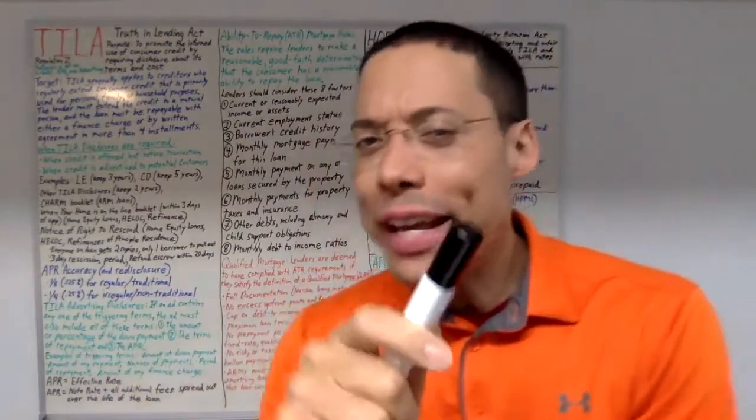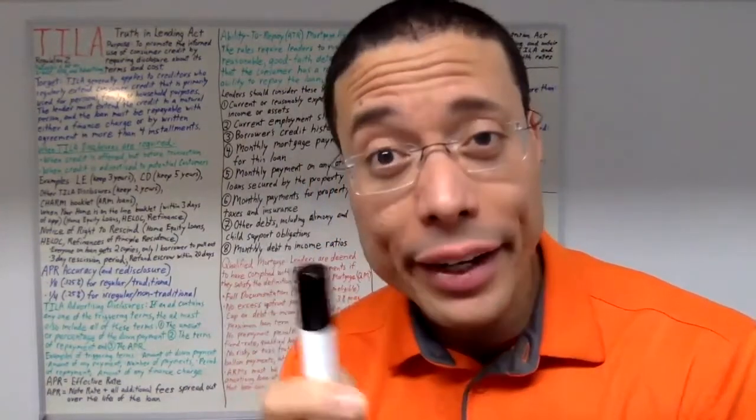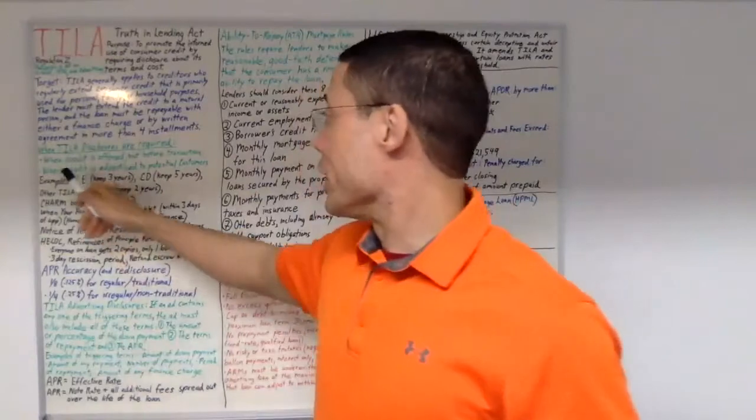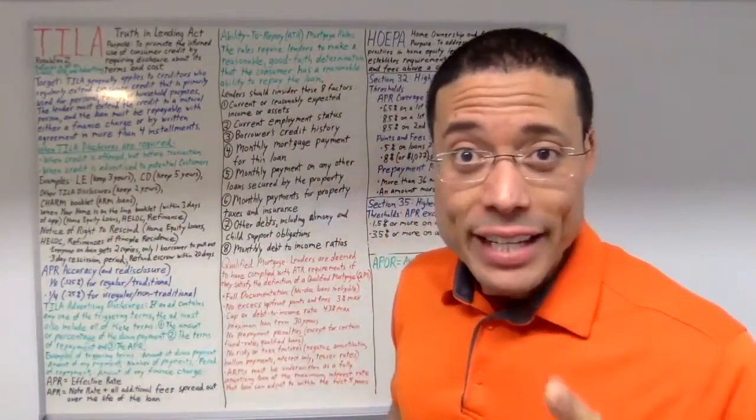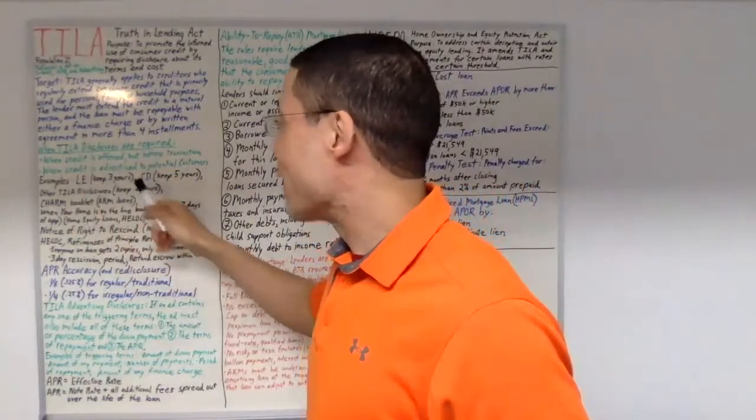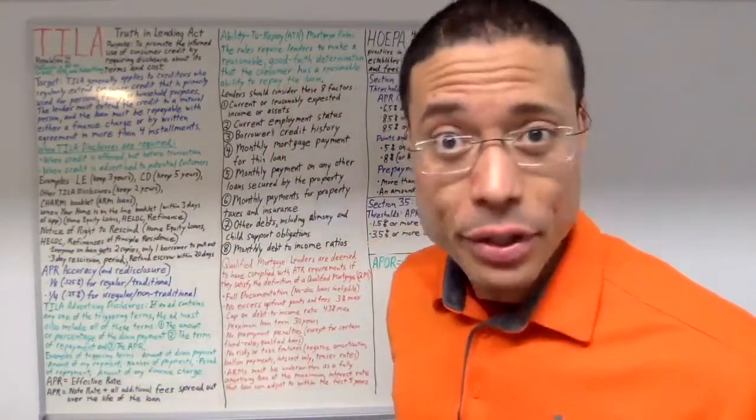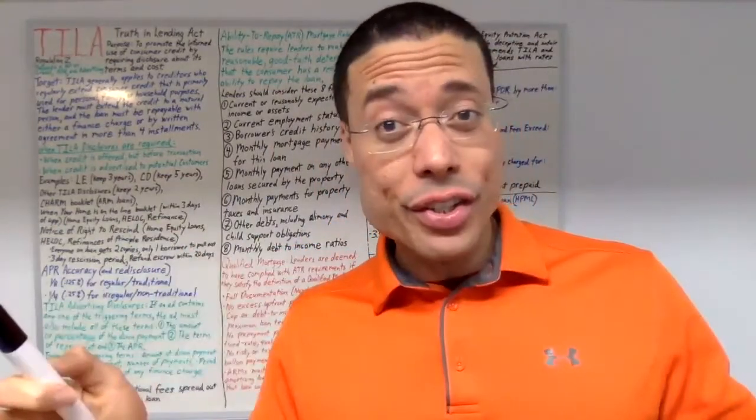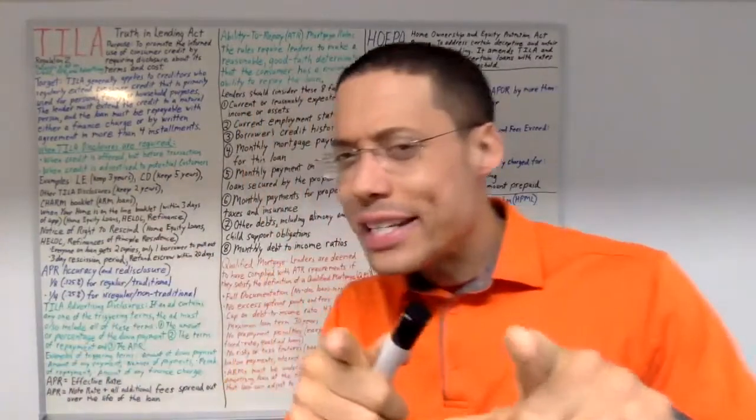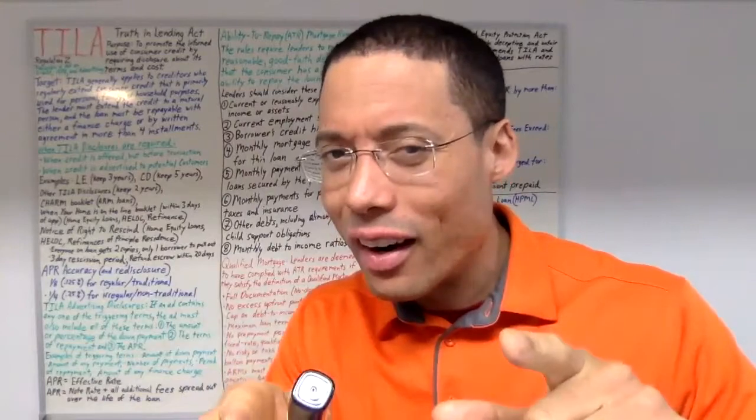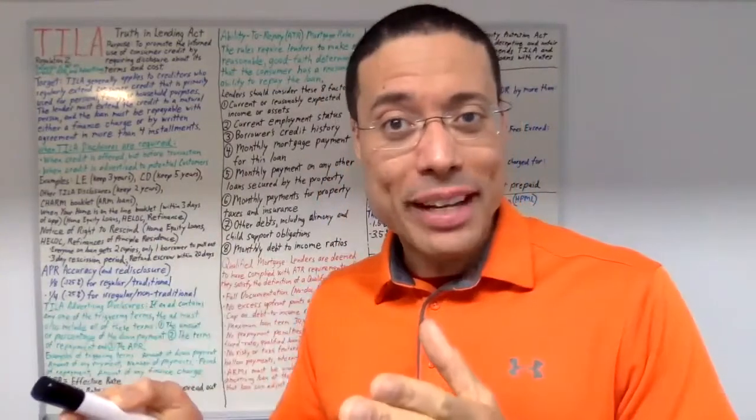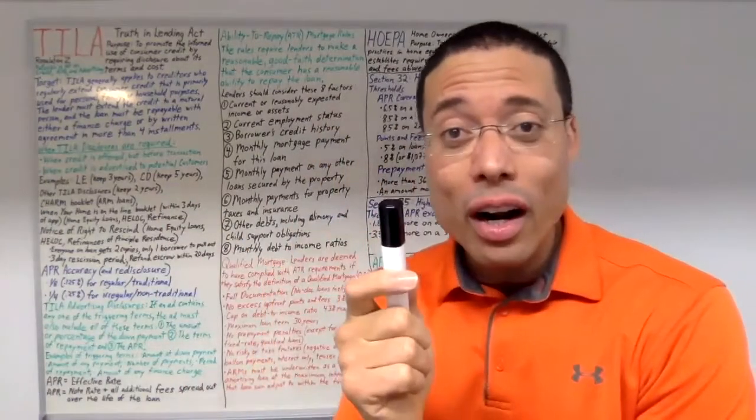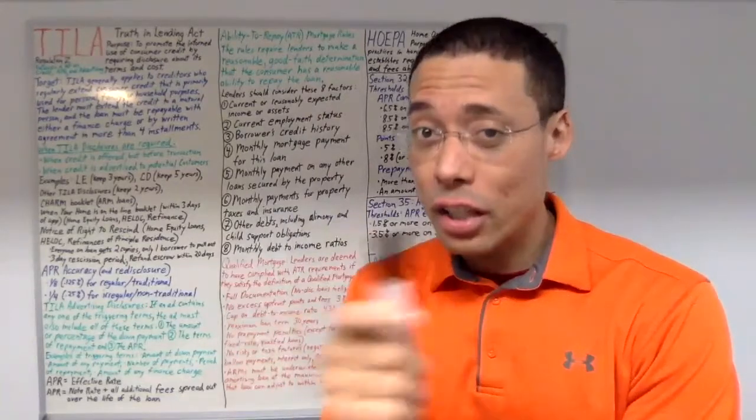Now, when are TILA disclosures required? In general, TILA disclosures are required when credit is offered but before the transaction, and when credit is advertised to potential customers. Now, what are some examples of TILA disclosures? Well, we have the LE, and what is the LE? What does the LE stand for? The LE is the loan estimate. Also, we have the CD, and what is the CD? What does the CD stand for? The CD stands for closing disclosure.